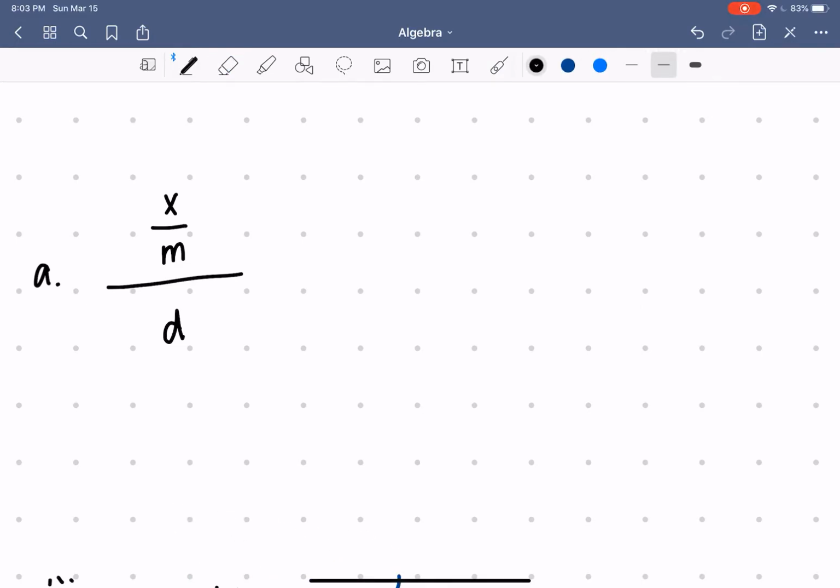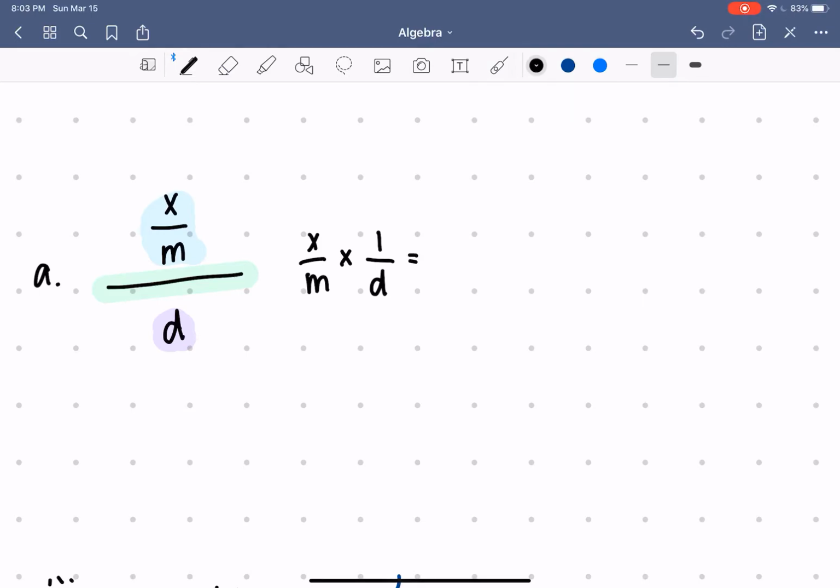So we're going to keep, change, flip. So in this case, x over m all over d. I will be keeping the x over m, changing my division sign to multiplication, and flipping the denominator. So let me rewrite this. I keep x over m, I change it to multiplication, and then I take the reciprocal of the denominator. So my denominator is just d, so the reciprocal of that would be 1/d.